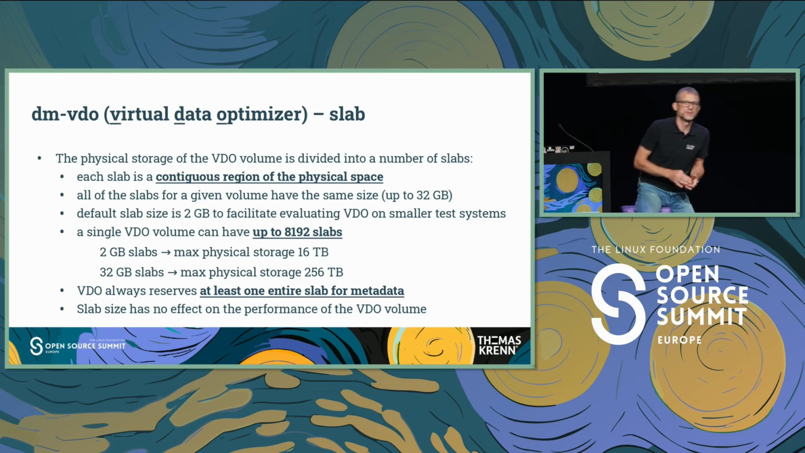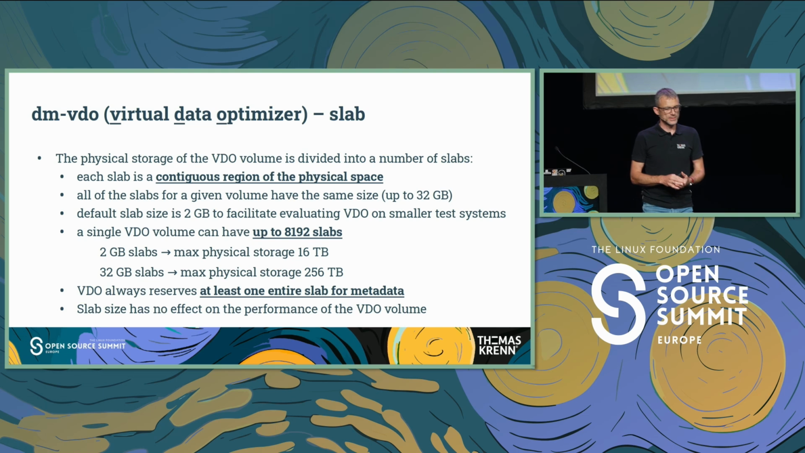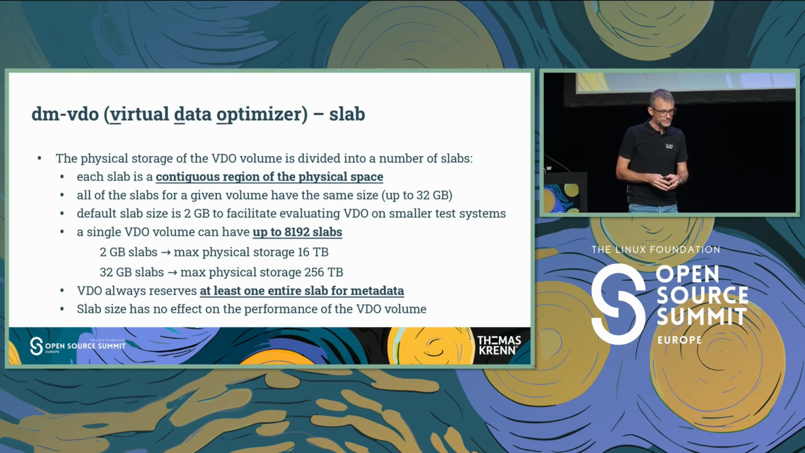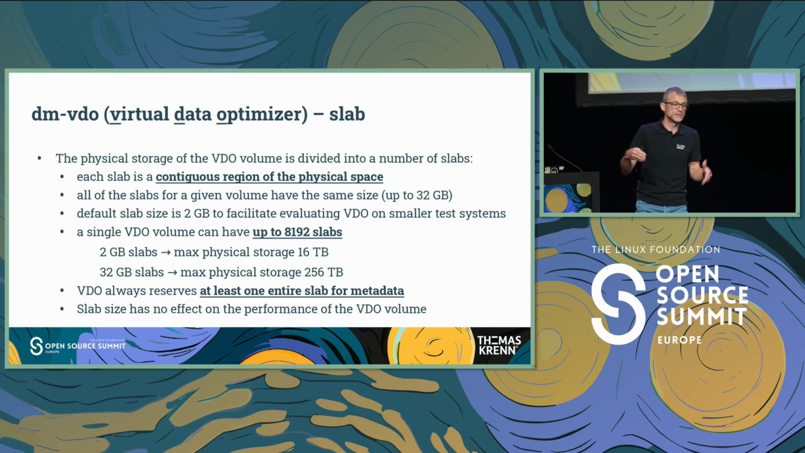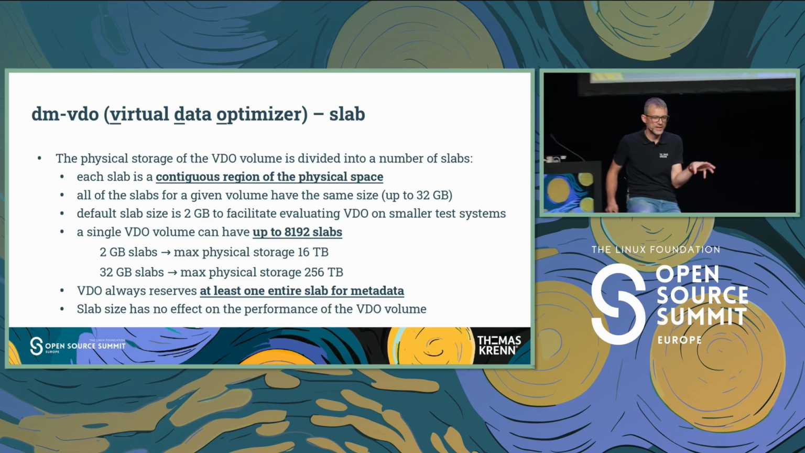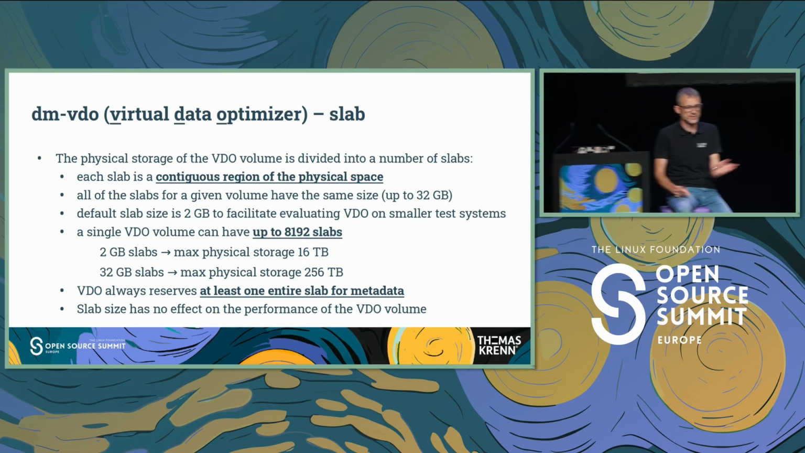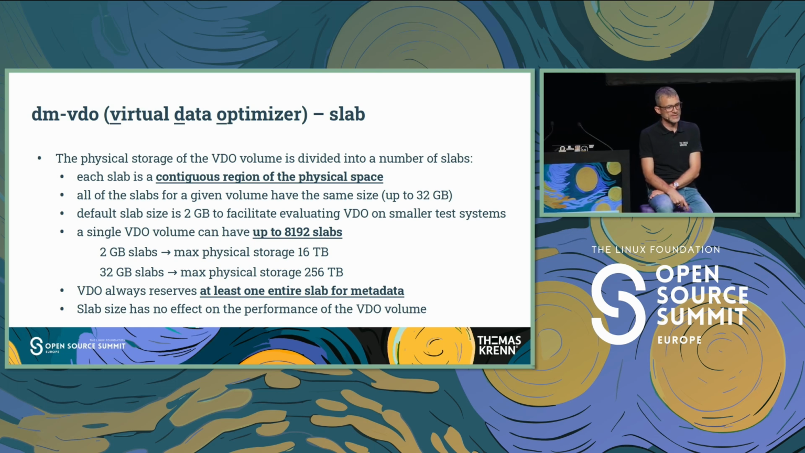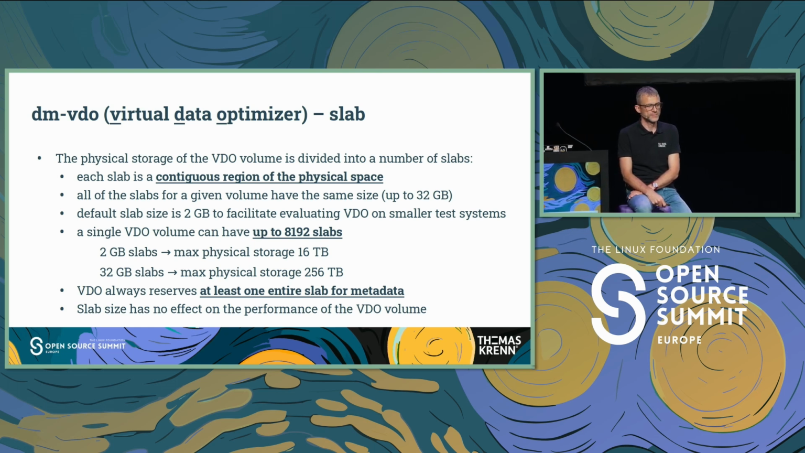How is that achieved? How is VDO using this internally or organizing it? To organize the data, VDO is using so-called slabs. This is the physical storage divided into different kinds of pieces. And each slab is a continuous region of storage. The default size is 2 GB, minimum size is 128 MB. It can go up to 32 GB. And a single volume can have up to 8,000 slabs, so up to 16 TB for the 2 GB slabs, for example, or 256 TB for the maximum of 32 GB slabs.